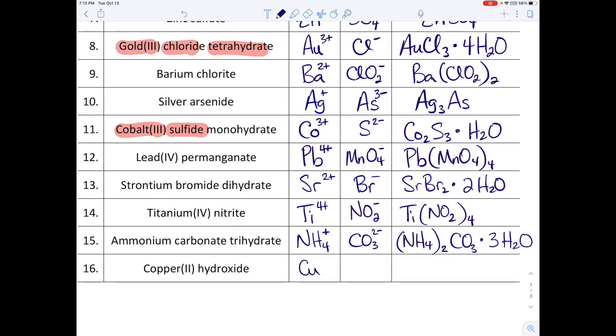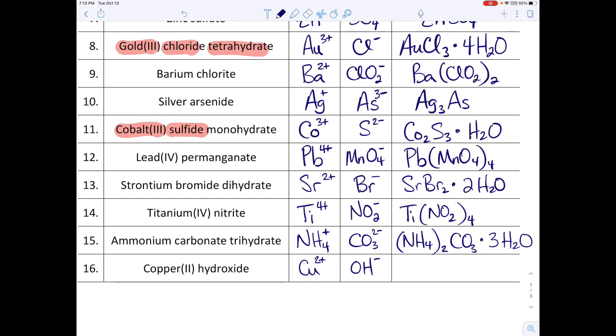Copper 2 is a transition metal. Its charge is 2 positive. It tells us that with the Roman numeral. Hydroxide is a complex ion, OH negative. A 2 positive and a negative.